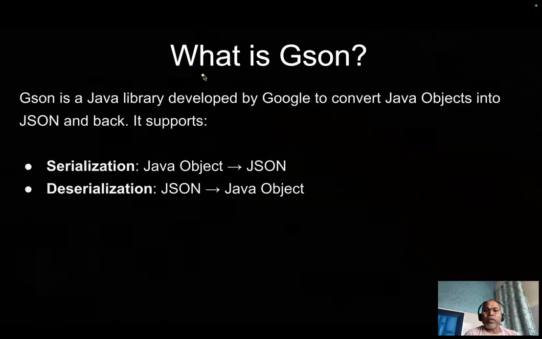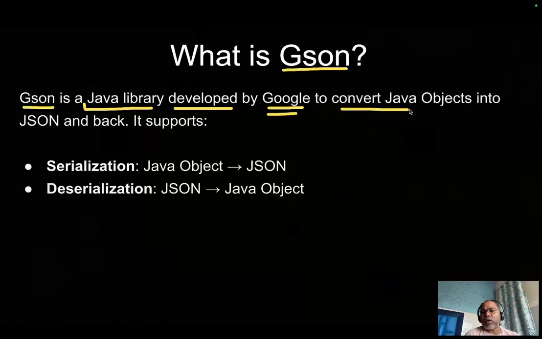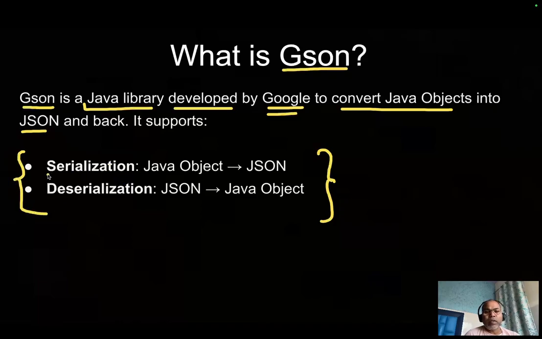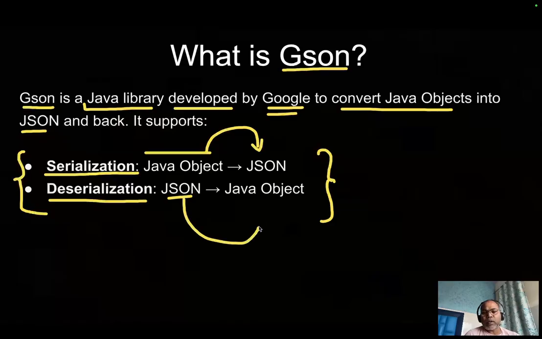Okay. So first, let's talk a little bit about Gson. As I said, Gson is a Java library developed by Google itself to convert Java objects into JSON and JSON back to Java objects. These are the two major JSON operations whenever you are working, in Java terms, serialization and deserialization. Whenever we have a Java object and want to convert it to JSON content, that is known as serialization. Whenever we have a JSON file or JSON content and want to convert it again to a Java object, that is known as deserialization.